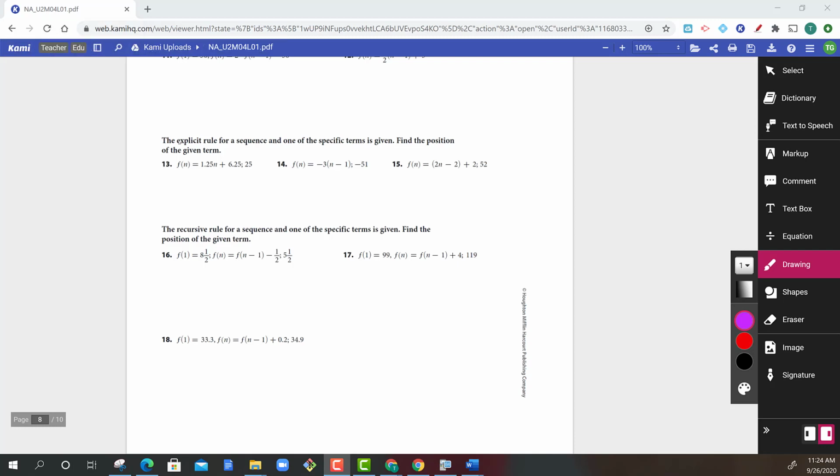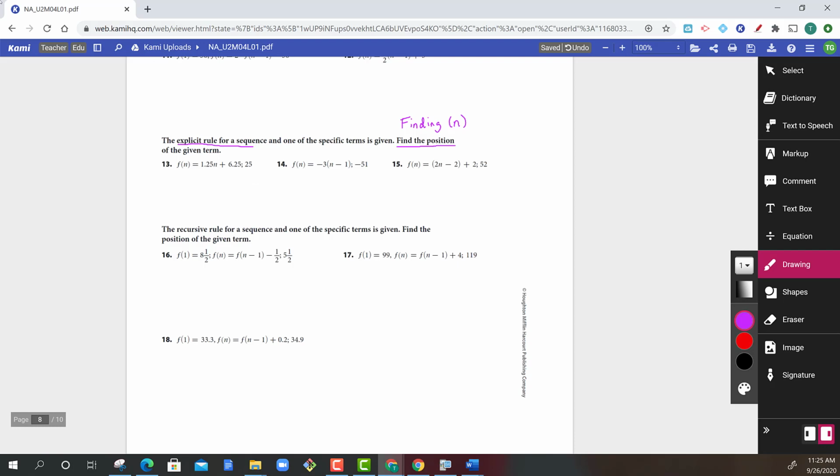So 13 says they give you an explicit rule, which again is basically just a function for a sequence, and one of the specific terms is given. Notice what they want you to find. They want you to find the position of the given term. So we are finding n. When we want to find the position, that means we're finding the variable n. Before, they gave us the value of n, and we just input it into the function. So now they are giving us the output. We have to find the input.